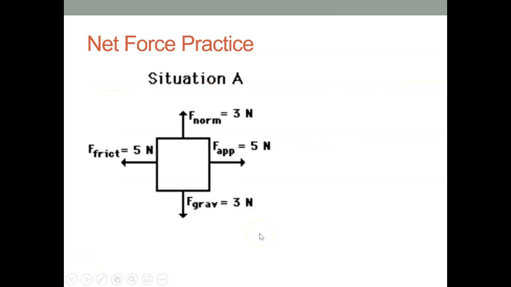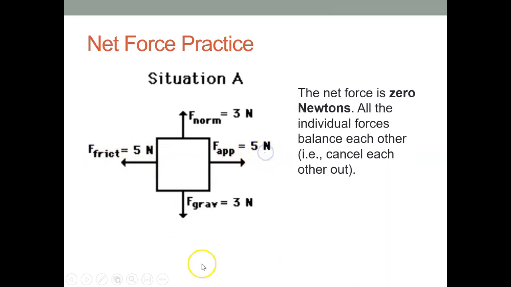All right, so situation A. Pause the video and see if you can solve this one here. As you can see here, we have 3 newtons going up, 3 newtons going down. They will cancel one another. We have 5 newtons going to the left and 5 newtons going to the right. So our response should have been that there is a net force of 0 newtons. All of them are going to cancel out, and you have nothing resulting as a response for situation A.